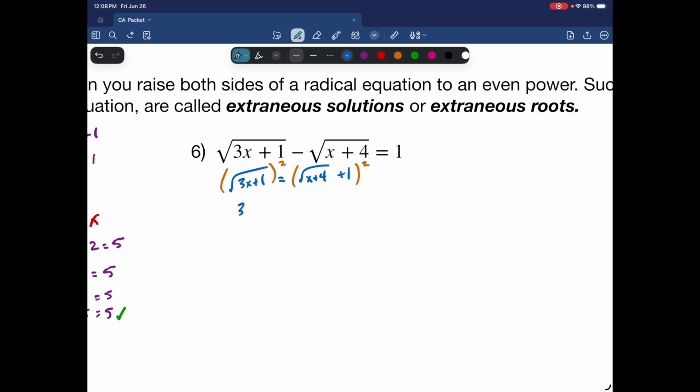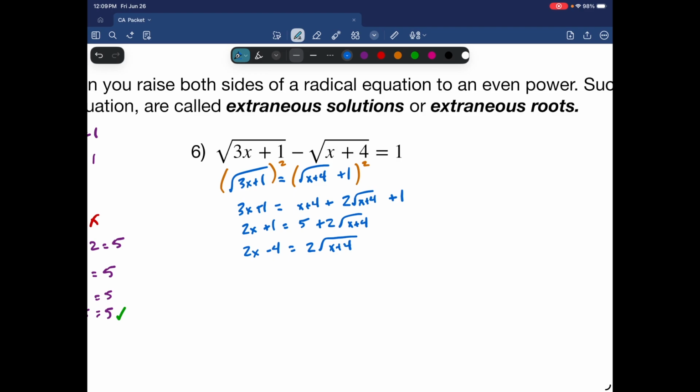Let's see. So it's going to be 3x plus 1 equals, I'm going to square my first term, so it's going to be x plus 4. And I'll multiply my terms together and double it, so it's going to be 2 square root of x plus 4, plus 1. All right, now we need to get that second radical by itself. So that's going to be 2x plus 1 equals 5 plus 2 square root of x plus 4. Subtract the 5, you get 2x minus 4 equals 2 square root of x plus 4.